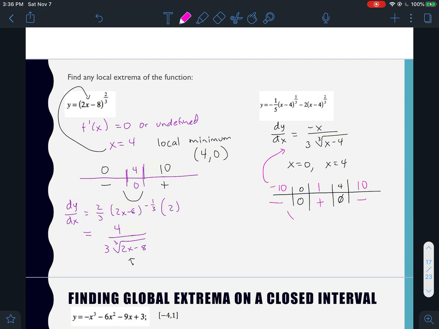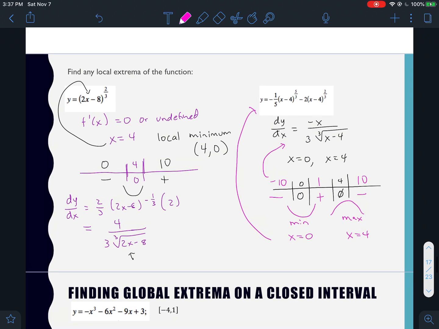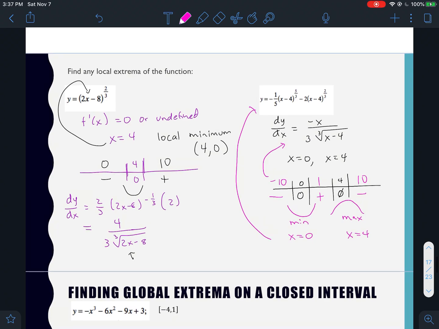And if I plugged in 10, I'd get a negative over a positive, so those would be negative. So if my derivatives go from negative values to positive values, that's a minimum. So at x equals 0, I would have a local minimum. And then my derivatives go from positive to negative, so that would represent a maximum. So at x equals 4, I have a local maximum. And again, if I wanted to know what the y values were, I'd plug them back into the original function.